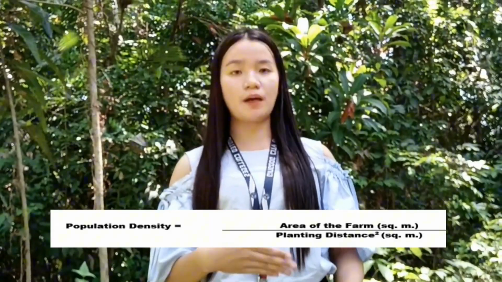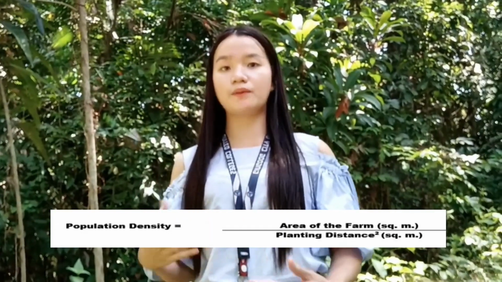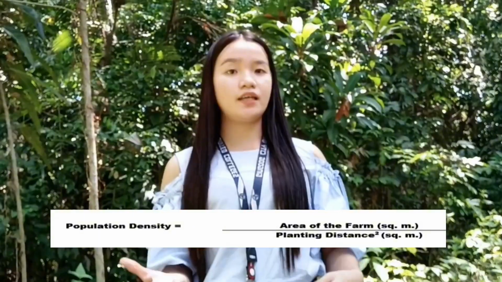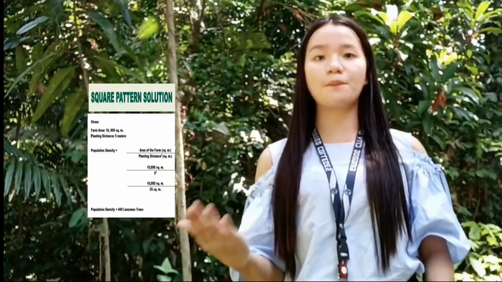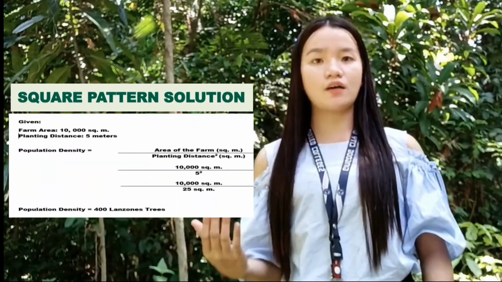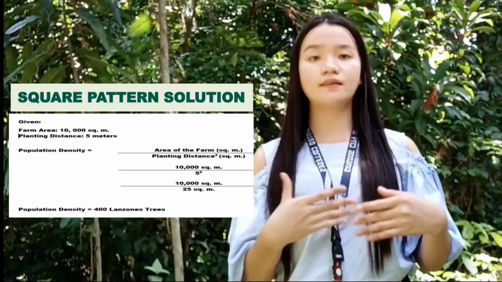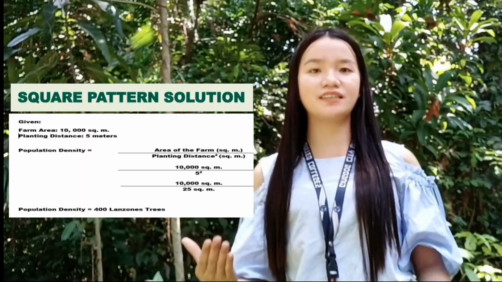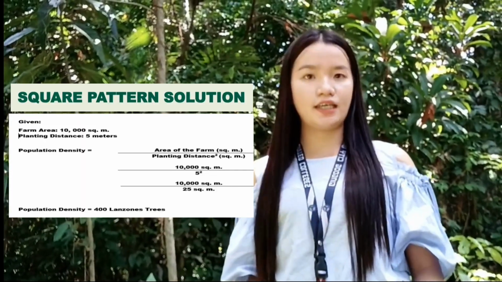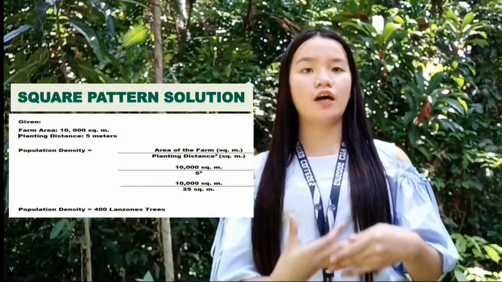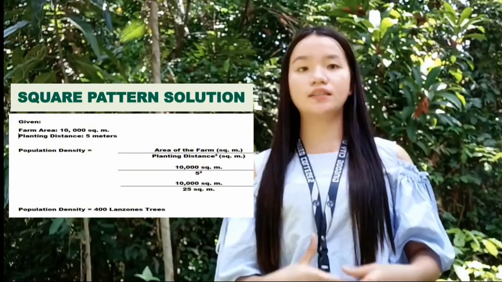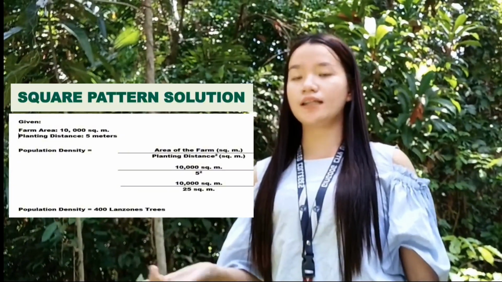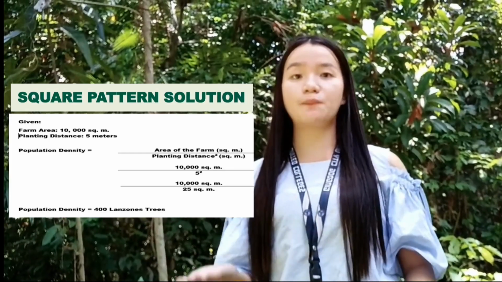At this point, we have the square pattern computation formula, which is: population density equals area of the farm in square meters divided by planting distance squared in square meters. For example, we have a farm area of 10,000 square meters and a planting distance of 5 meters. To compute the population density, we first identify the total area of the farm, which is 10,000 square meters. Next, we look at the planting distance, which is 5 meters.